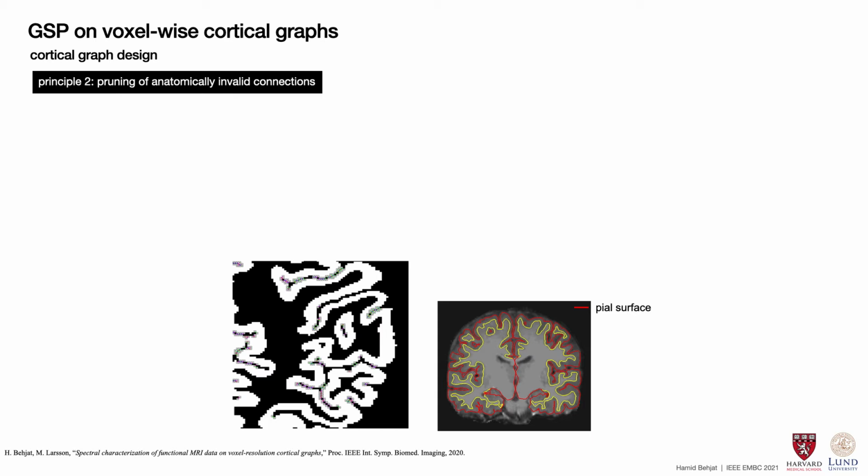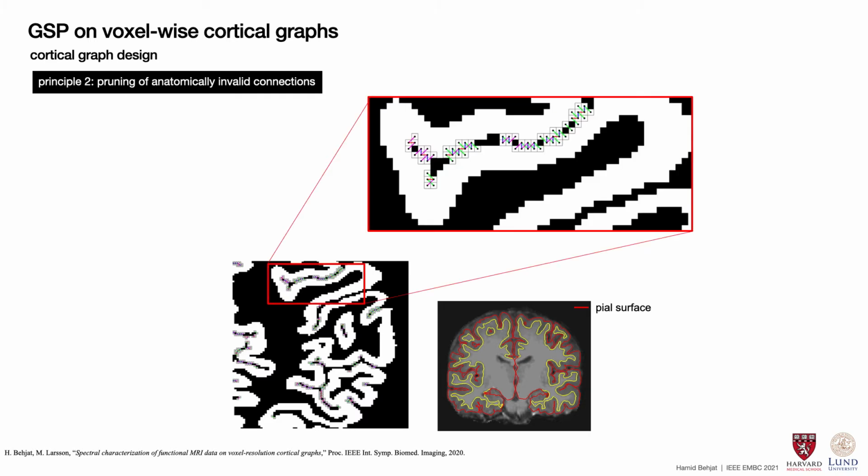The second principle that we use to define our graph edges is that we prune out those edges derived from the first principle that are anatomically invalid. In particular, we use the pial surface, and by using it, we can determine which of the edges derived from the first principle are anatomically invalid. For instance, as you can see here, all these edges shown in the zoomed in section are invalid because they are passing through the pial surface in a narrow sulcus. This happens because of the low resolution in representing our brain structural data.